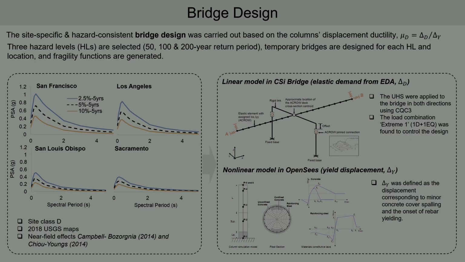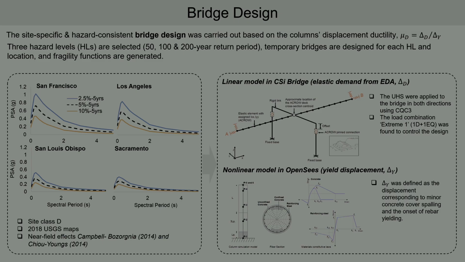All right, so the first thing we did, after identifying the type of bridge we wanted to work with and the locations, we moved ahead with the bridge design. And for doing this, we just used the basic criteria in the SDC 2019, based on the column's displacement ductility. For doing this, we need to calculate a demand and a capacity. For the calculation of the demand, we use the time history dynamic analysis in CSI Bridge, and then for delta Y, the capacity point, the yielding point, we use the nonlinear model developed in OpenSees.